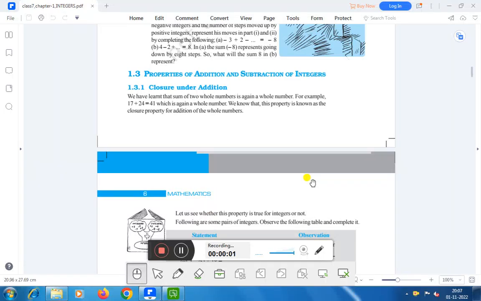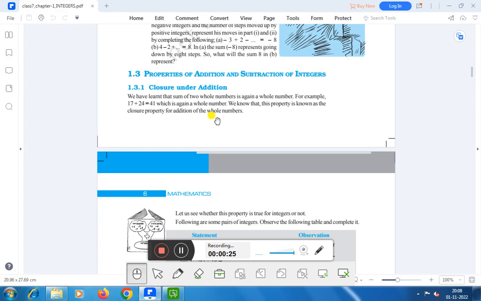Hello everyone. Today I shall discuss the properties of addition and subtraction of integers. What is that? Closure under addition. We have learned that the sum of two whole numbers is again a whole number. For example, 17 plus 24 is equal to 41, which is again a whole number. We know that this property is known as the closure property for addition of whole numbers.